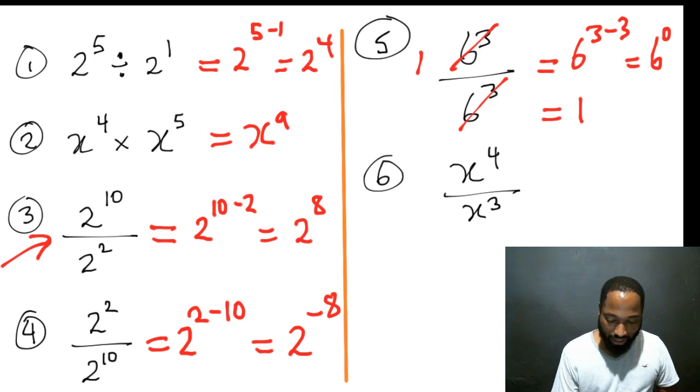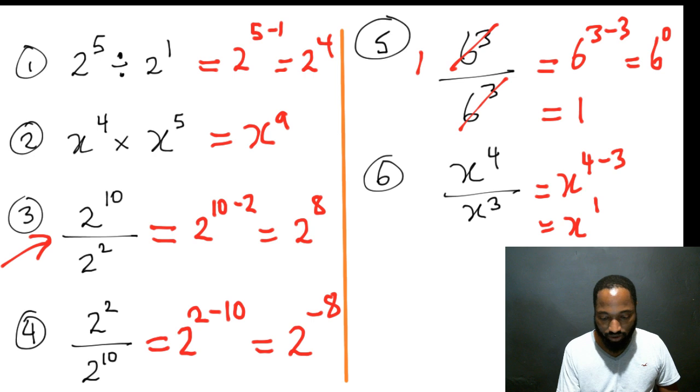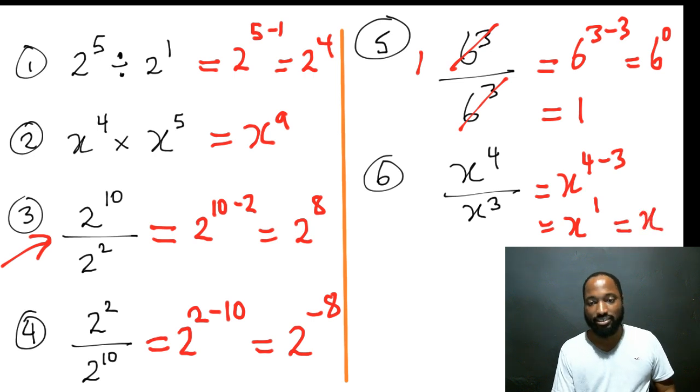And this one is actually x, because this is x to the power of 4 take away 3, which is x to the power of 1, which is also known as x. Write in the chat if you totally understand this.